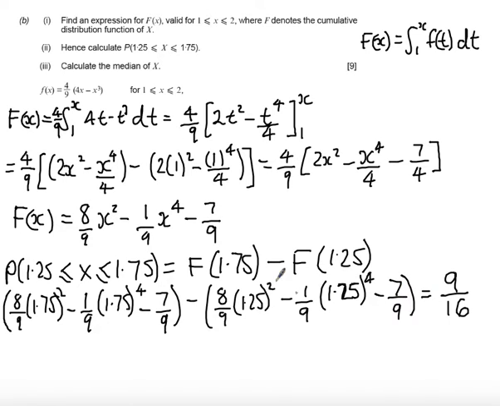Okay, so just finishing off, it says calculate the median of x. For the median of x, I just want to solve f of m is equal to 0.5. In other words, I want to solve that the function, when I substitute m in, so 8/9 m squared minus 1/9 m to the power of 4 minus 7/9 is equal to 0.5.